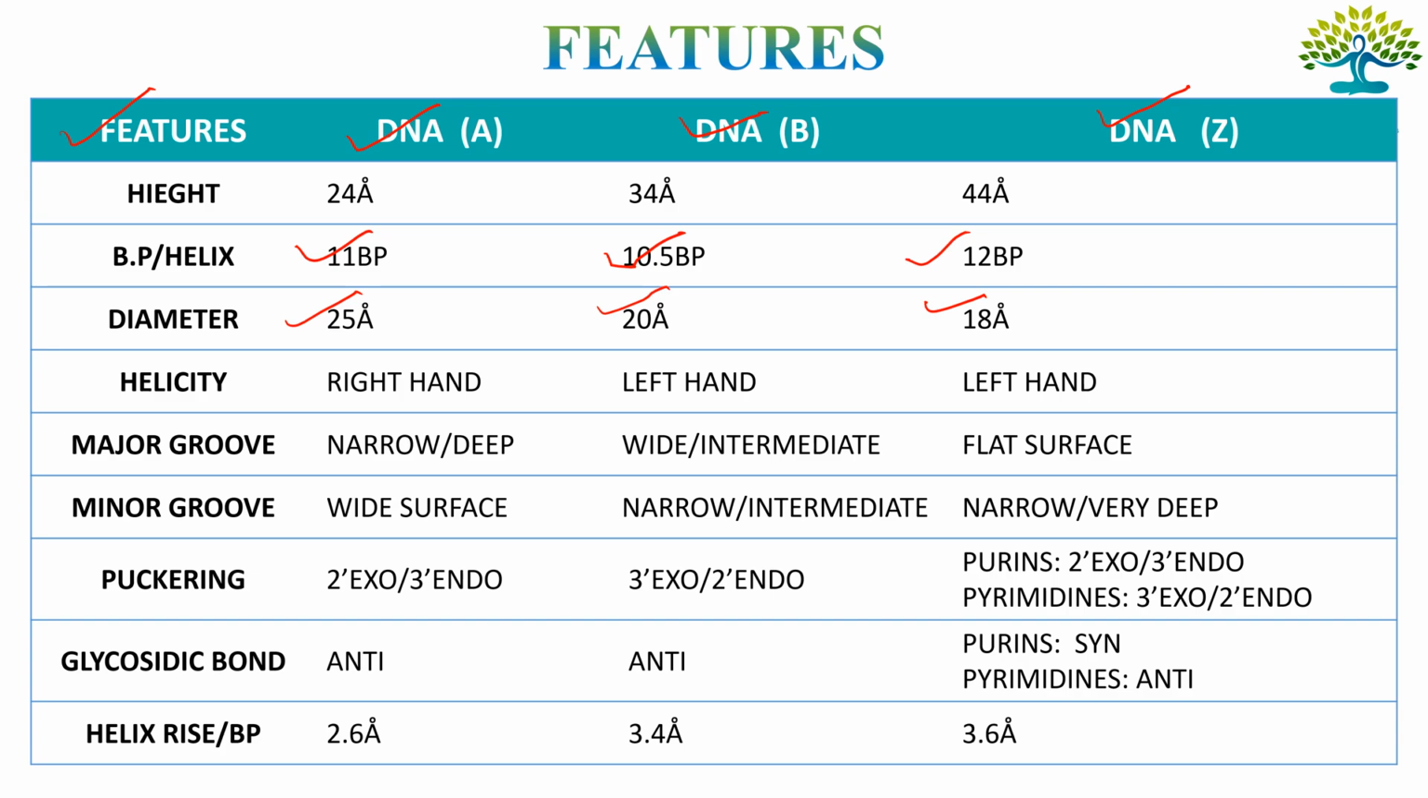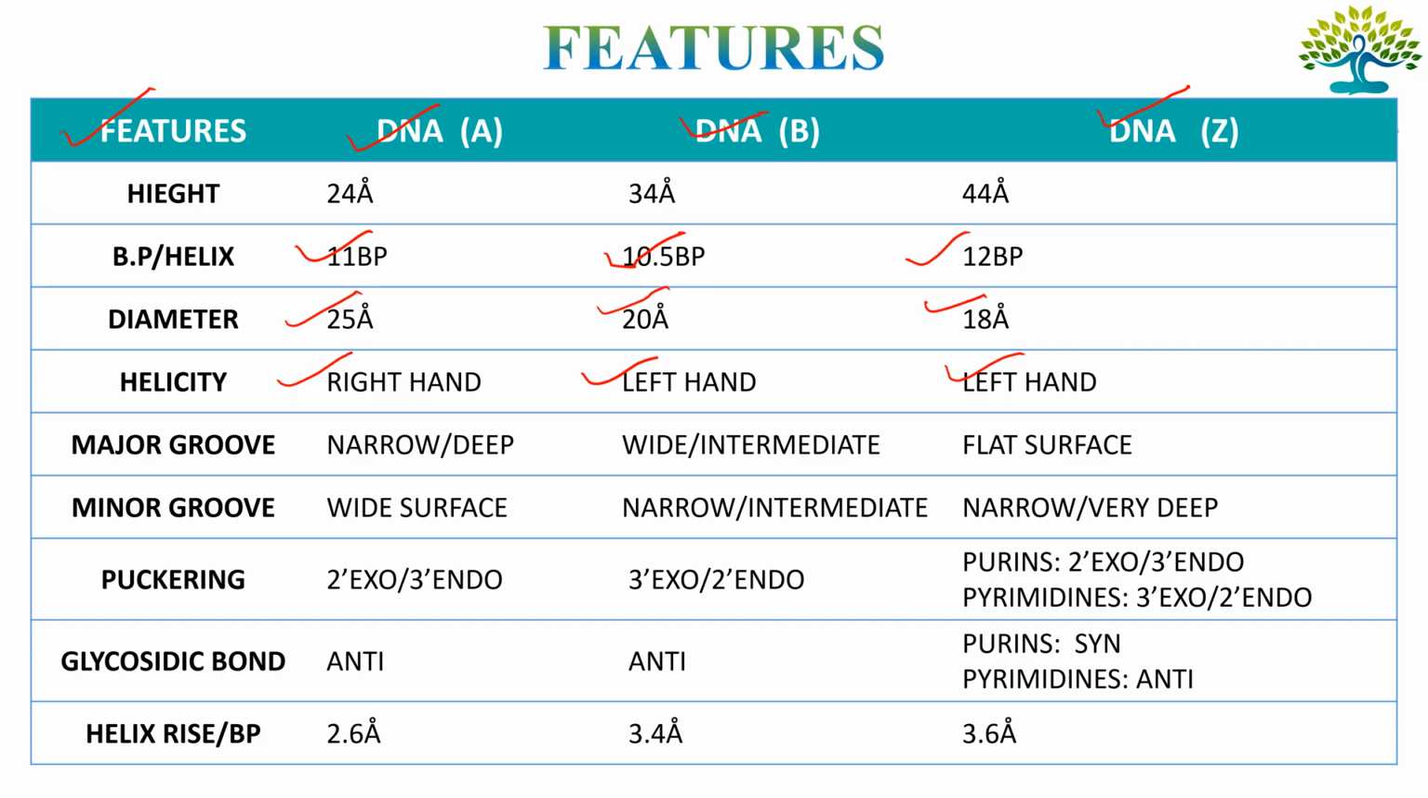Next we will see the helicity. So how the helix is moving, the helicity of the helix. This is a right-handed A form of DNA, that the helix moves in a right-hand direction. And for B form of DNA it is left-handed, and for Z form also it is left-handed. So only the A form is right-handed. Next is major groove. Major groove, narrow and deep.